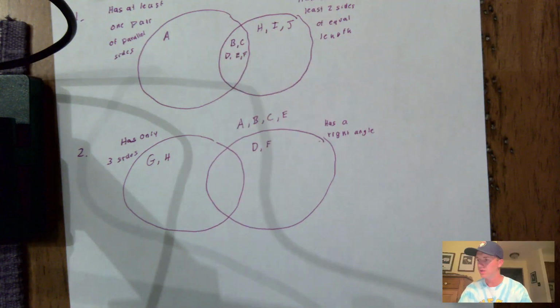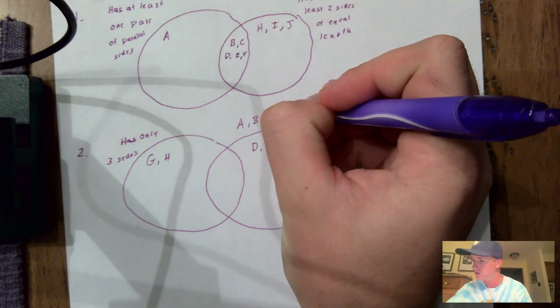And then now we get to the regular pentagon. So now we're looking at this and saying, all right, well, it doesn't have 3 sides. Pentagons also don't have right angles, so you can go ahead and put the regular pentagon on the outside there. So letter I.